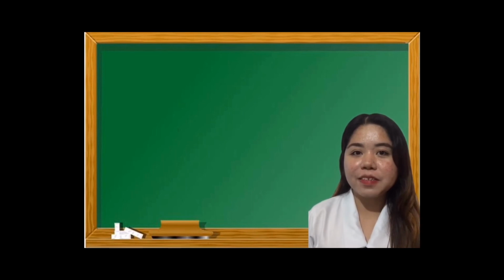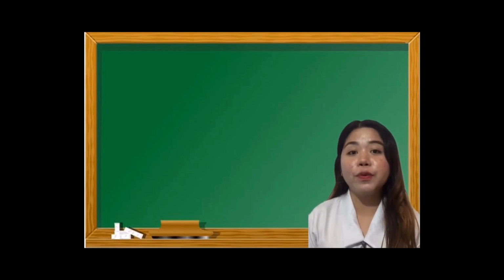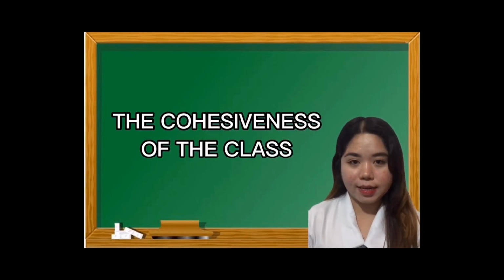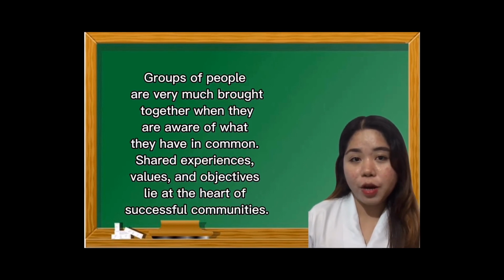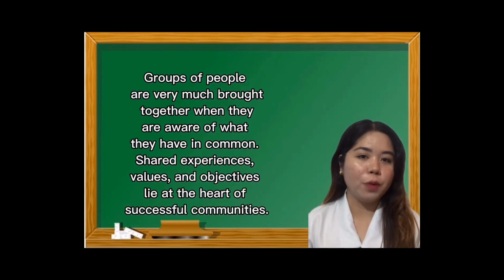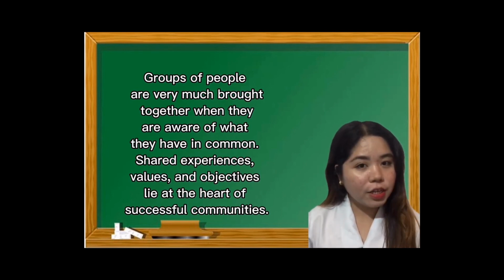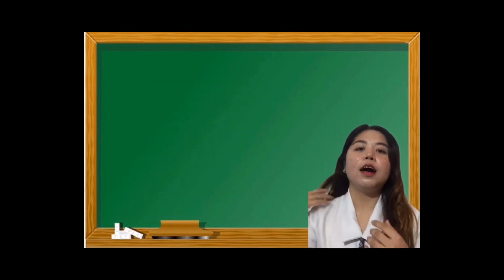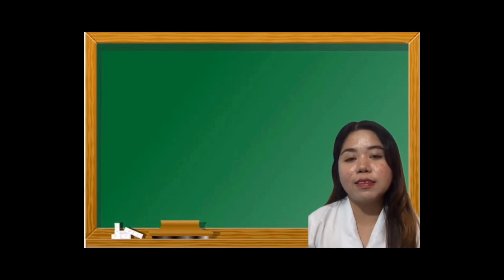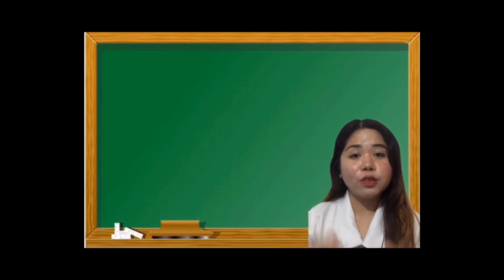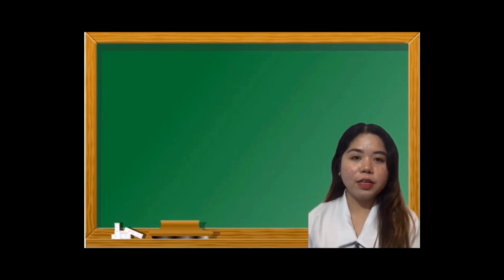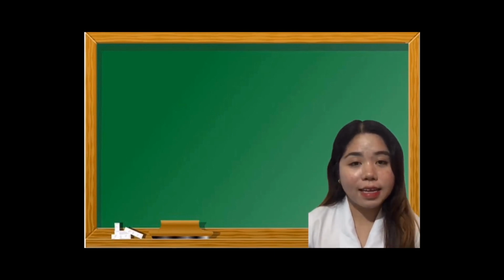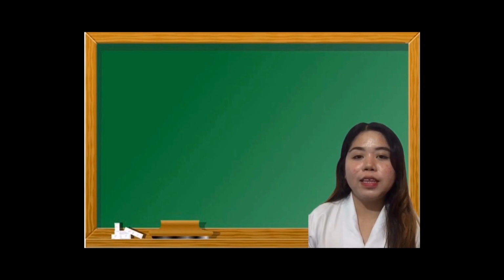So here are some aspects of classroom dynamics that a teacher may work to influence the chemistry of the group and make it more bonded. So the first is the cohesiveness of the class. Groups of people are very much brought together when they are aware of what they have in common. So shared experiences, values, and objectives lie at the heart of successful communities. As teachers, we can foster this awareness with activities that identify such commonalities and then use them to enhance learning. So in the webinar, we will look at practical language learning activities and teaching techniques that can develop a sense of community within a class.